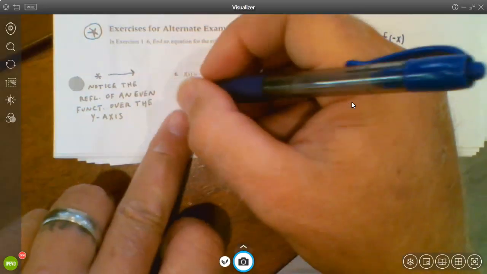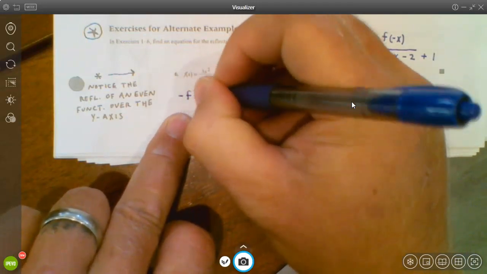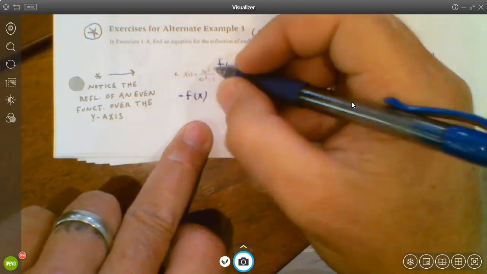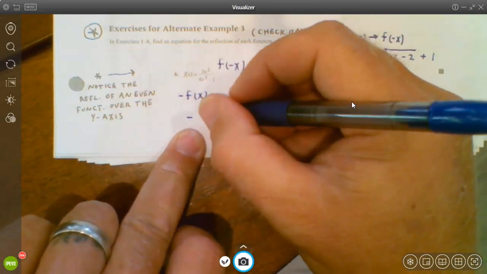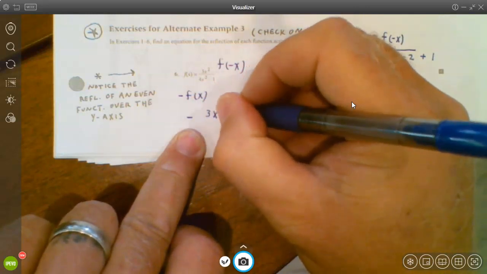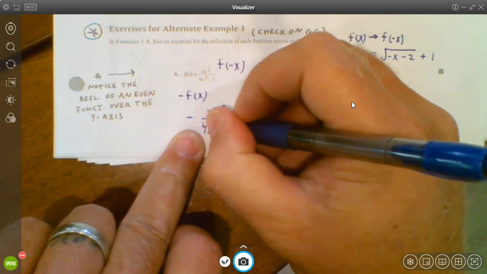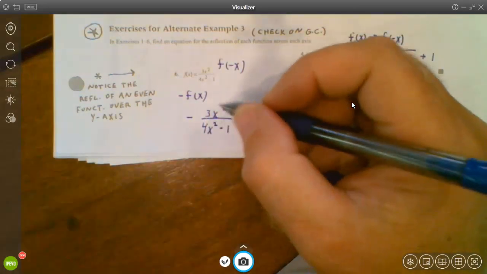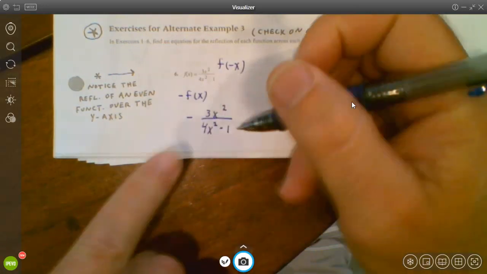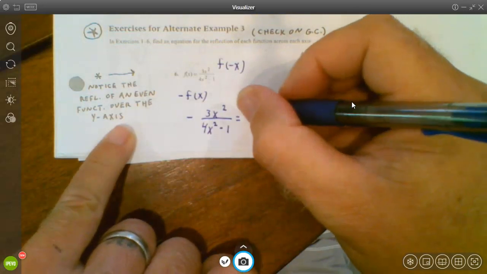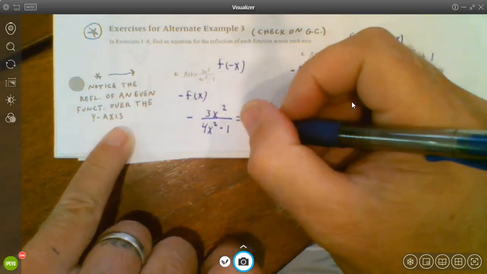However, if you wanted to do reflection over the x-axis and do negative f of x and distribute this to the entire thing, so negative 3x squared over 4x squared minus 1, you could write it this way, and that would work. If you wanted to apply the negative to the numerator, it means the same thing. So if I wrote it this way, this would also be an accepted answer.